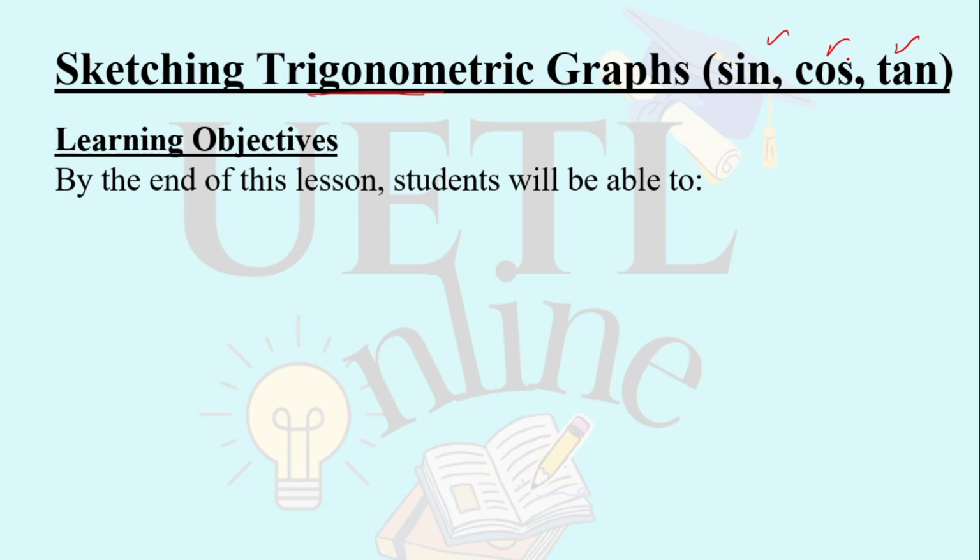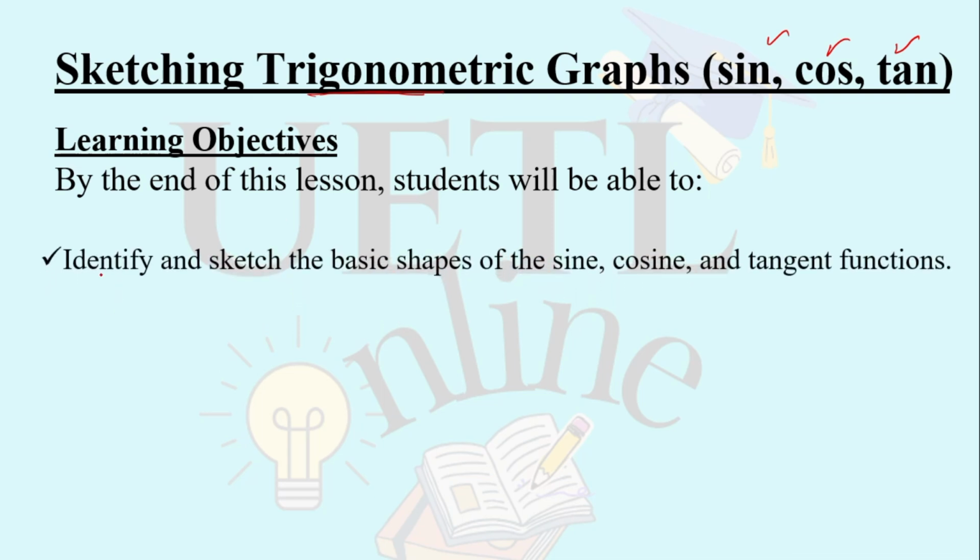Our learning objectives for this lesson are to make sure that by the end of it, we are going to identify and sketch the basic shapes of sine, cosine, and tangent. Given a graph, you're going to identify if it's cosine, sine, or tangent, or given a function, you're going to be able to sketch its graph. This is the first objective.